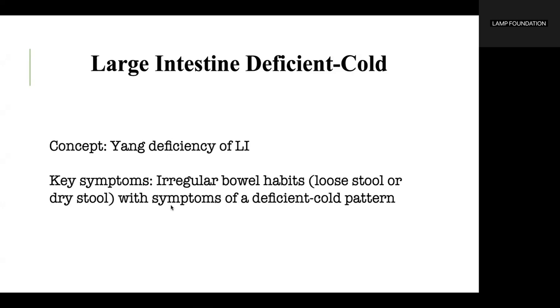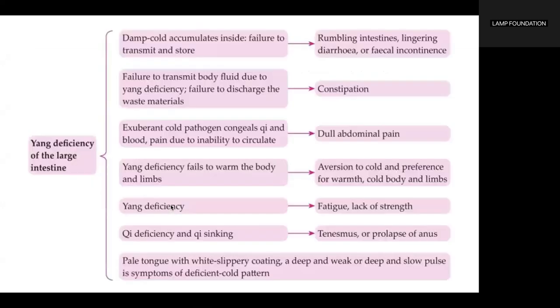Key symptoms: irregular bowel habits like loose stool or dry stool with symptoms of a deficient cold pattern. Clinical manifestations: rumbling intestines, dull abdominal pain, preference for warmth and pressure, lingering diarrhea or fecal incontinence, possibly even tenesmus, rectal or anal prolapse, aversion to cold and preference for warmth, cold body and limbs, fatigue, lack of strength, profuse and clear urine, constipation, a pale tongue with a white slippery coating, a deep and weak or deep and slow pulse. This pattern is caused by innate yang deficiency or by overconsumption of raw and cold foods or by chronic diseases or chronic diarrhea which damages yang qi.